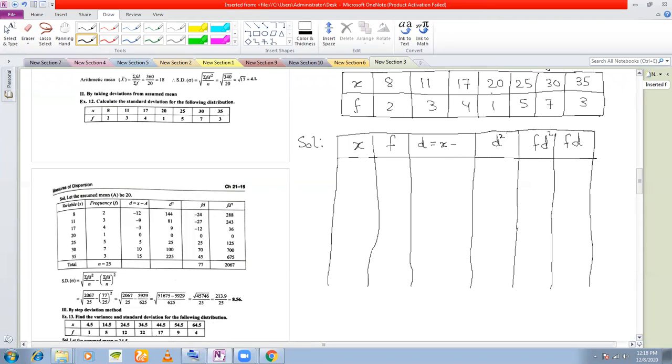Okay, now if you see X, remember whenever X is given, you will always arrange X in ascending order. Here, your X is already given in ascending order, so we'll just simply copy. We have 8, 11, 17, 20, which is given in ascending order already, then 30 and 35. Okay, so this is your column for X.